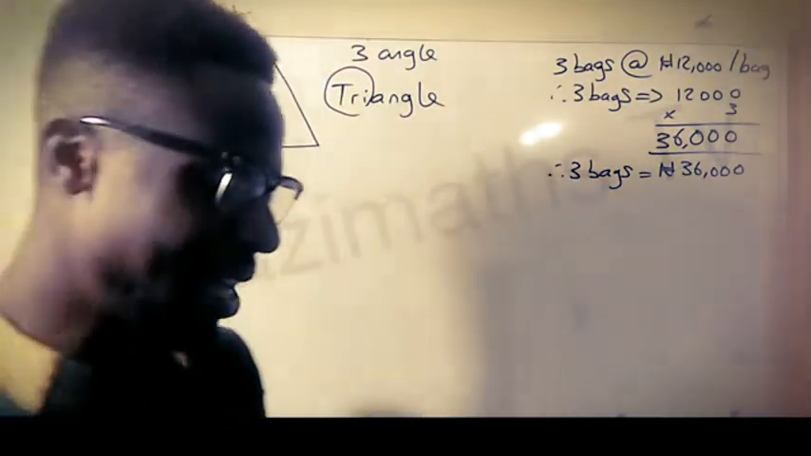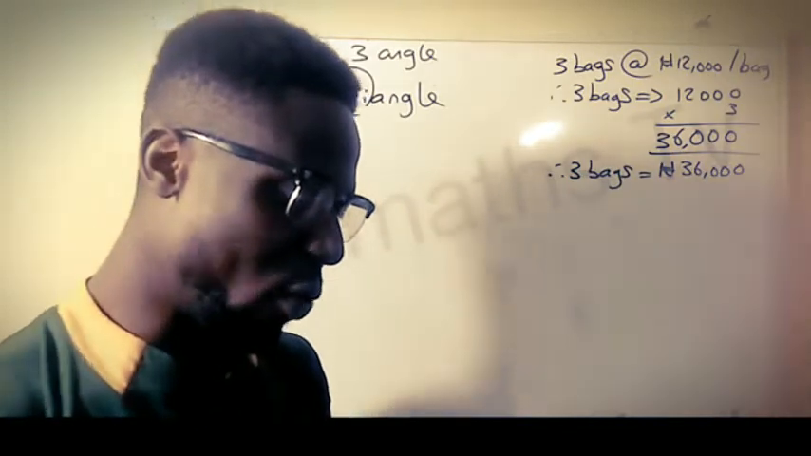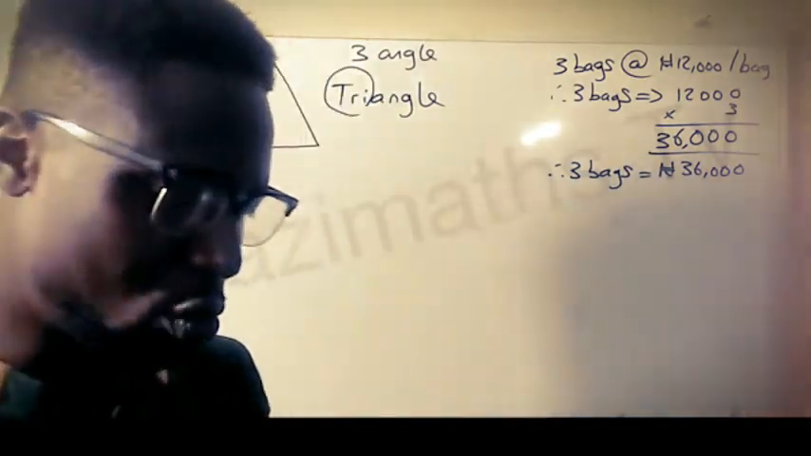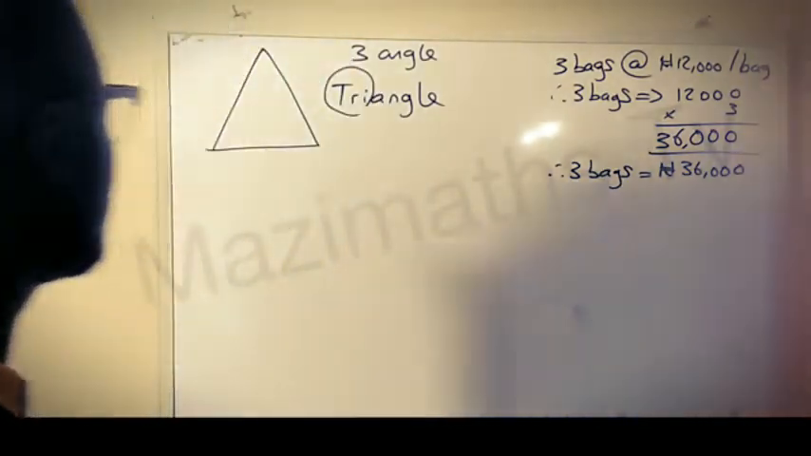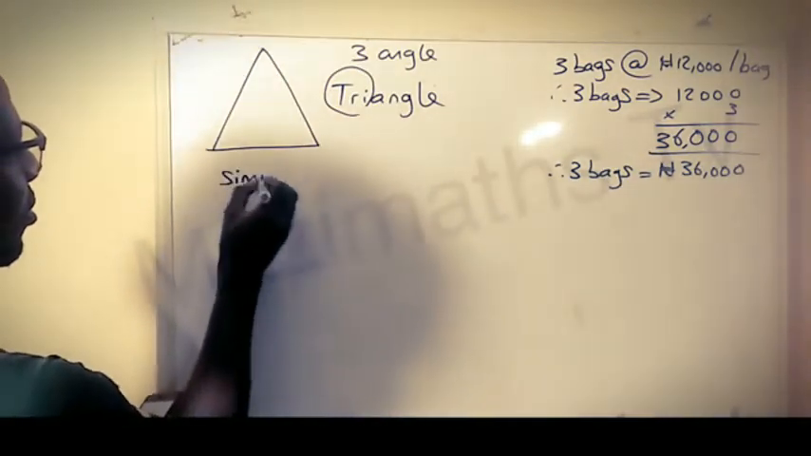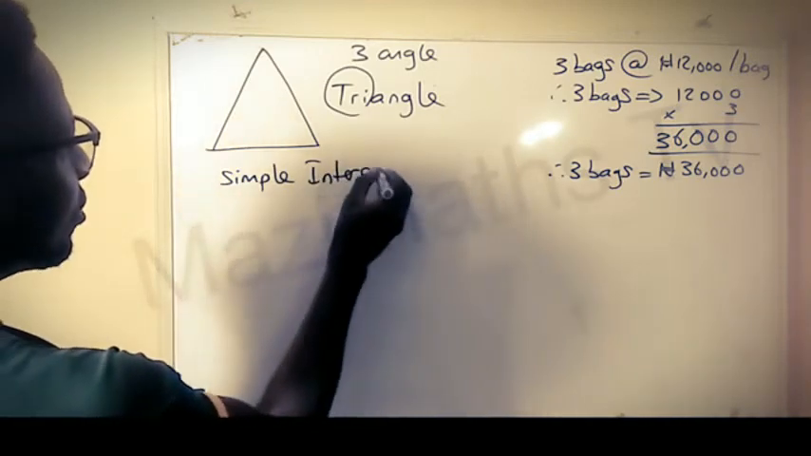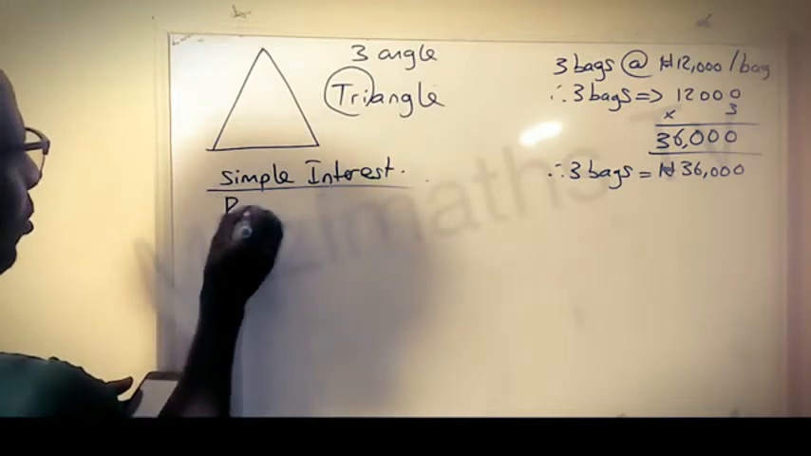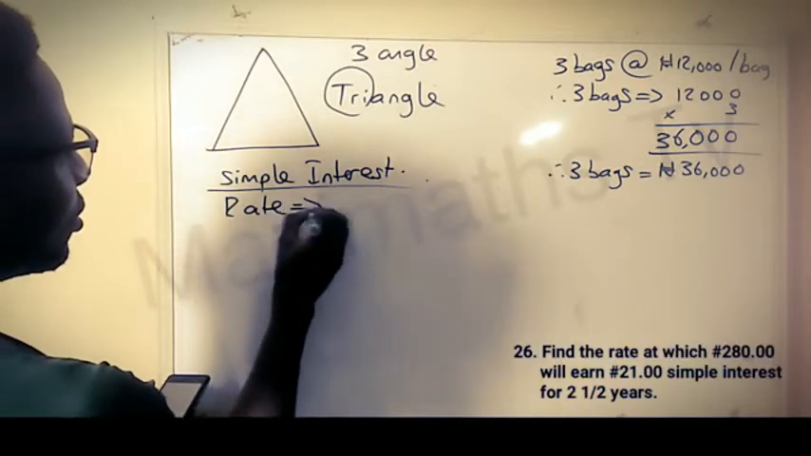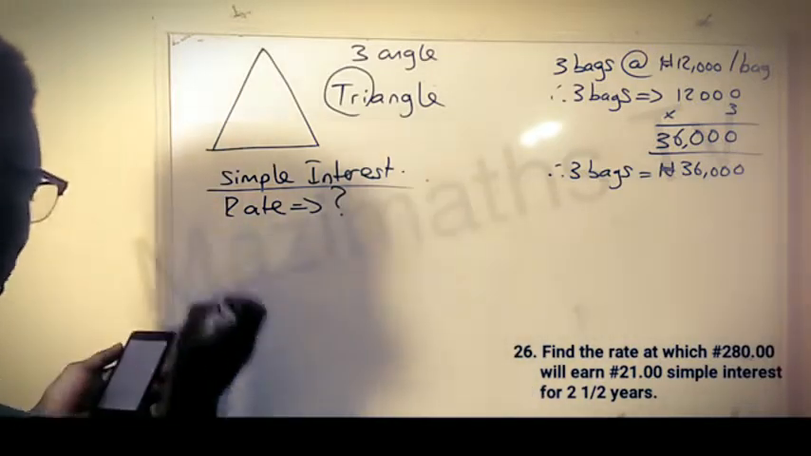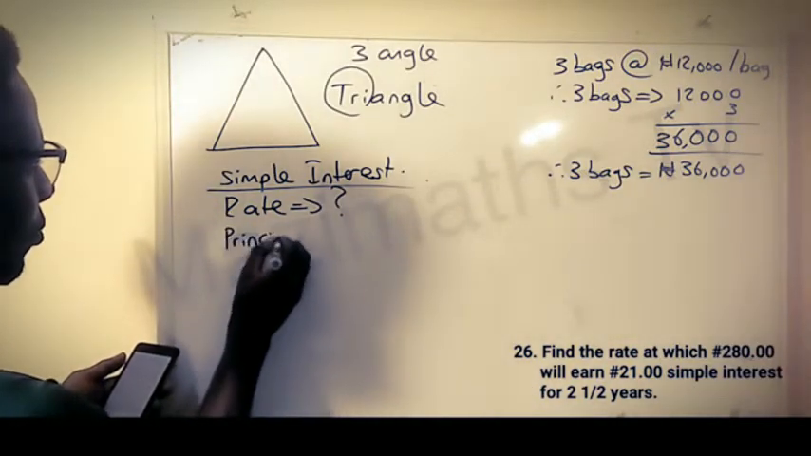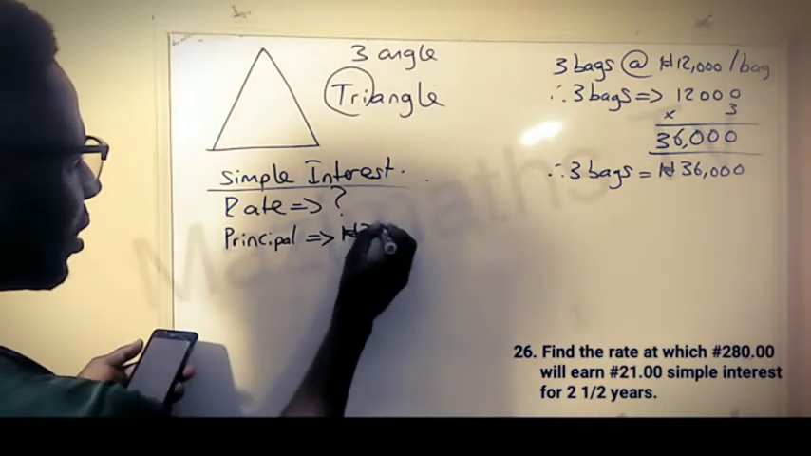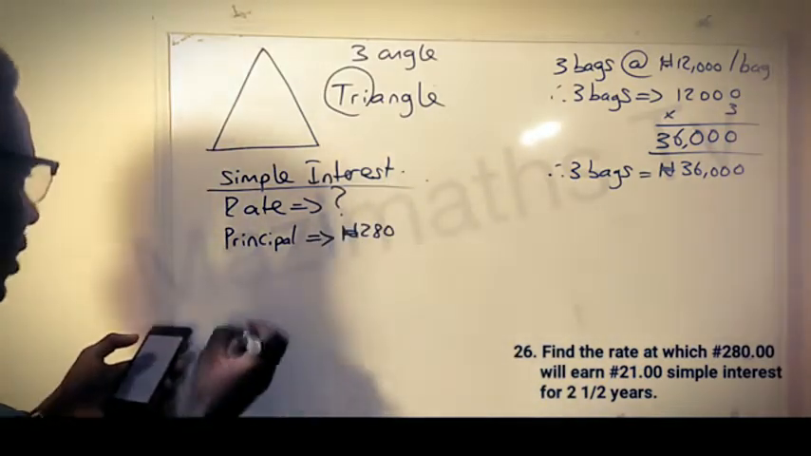Now find the rate at which 280 naira will earn 21 naira simple interest for 2.5 years. So in this one, this is a simple interest. But in this simple interest we are asked to look for the rate. We don't know it yet. So now the principal, which is the money the person borrowed or invested in the business, is 280 naira. And then the interest.